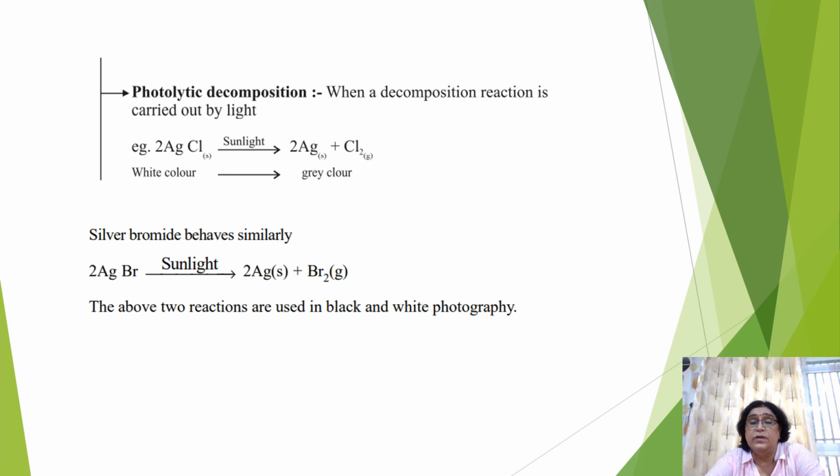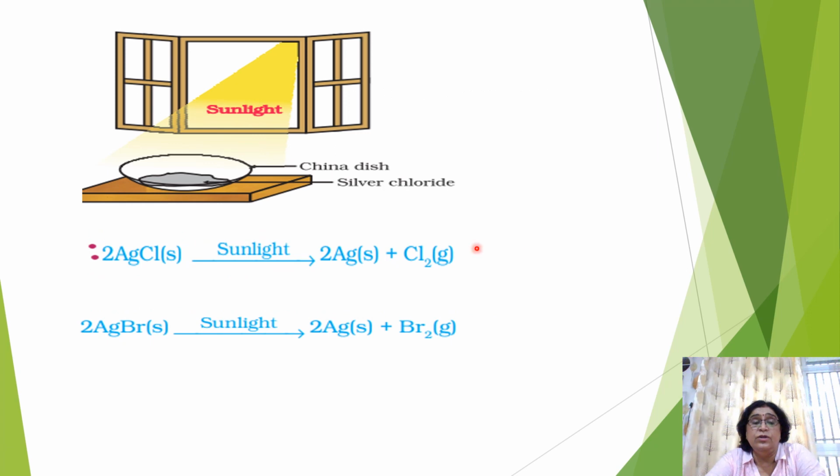Clear? Okay. So here you see silver chloride powder is kept in a china dish. In the presence of sunlight, it converts to silver. A grey color powder is formed plus chlorine. And if you keep silver bromide, then silver is formed and bromine gas is given out. Clear? So this is called which decomposition? Photolytic decomposition, which is happening in the presence of light.